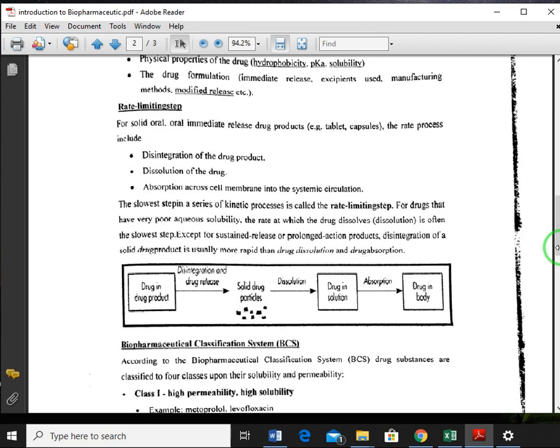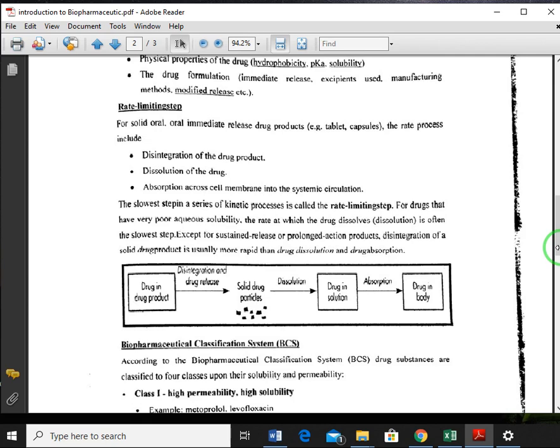If these three factors are the rate limiting step for any oral solid dosage form. The slowest step in a series of the kinetic process is called the rate limiting step. This is the definition of the rate limiting step.